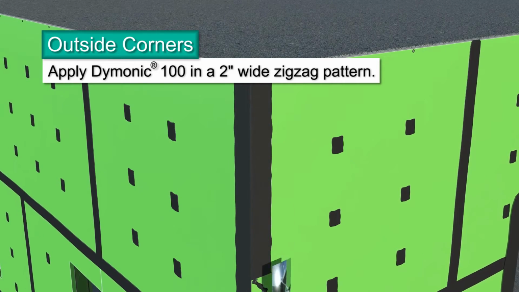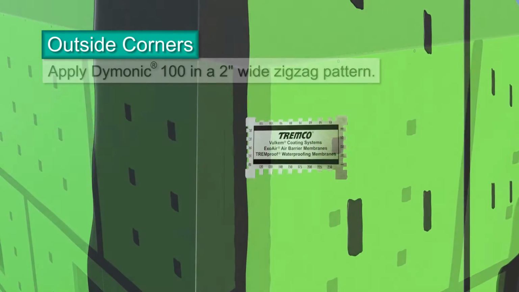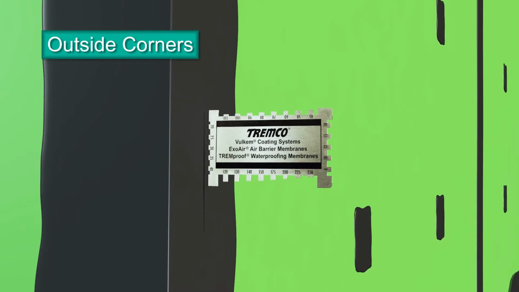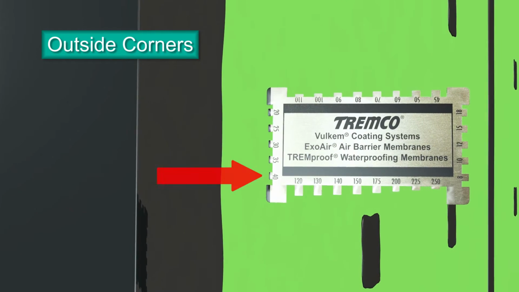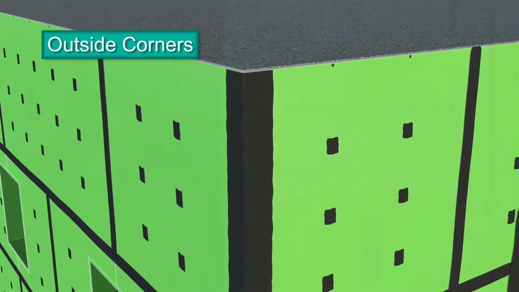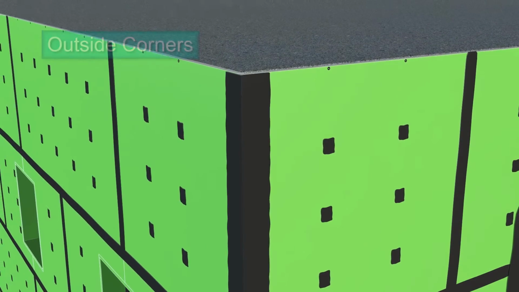Use a mill gauge to make sure you've applied the correct amount of sealant, 40 wet mills. Feather the outer edges of the sealant's perimeter on the panel's face to remove any thick areas of sealant.